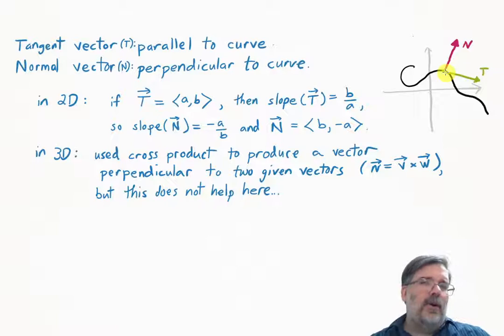Now, how would you find perpendicular vectors in 3-dimensional space? In 3D, we used the cross product to find perpendicular vectors, but that was a slightly different problem. Right? In that case, we were given 2 vectors, v and w, and the cross product of v and w is a new vector n, which is perpendicular to both of these. But that doesn't really help us here. Right? We're not looking for something which is perpendicular to 2 given vectors. We want something which is perpendicular to a curve. So what can we do?